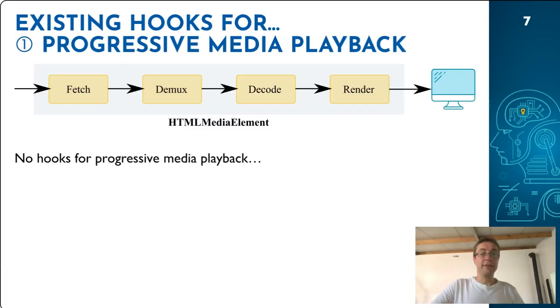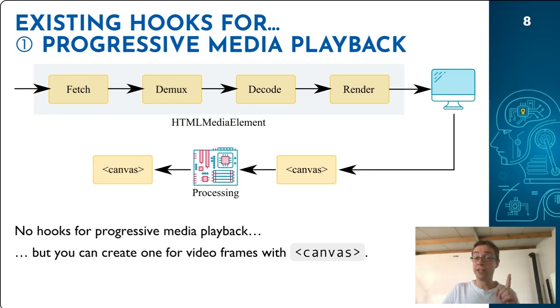Slide 7, let's get back to our 4 media scenarios. For progressive media playback, the HTML media element takes the URL of a media file and renders the result. The browser does all the work, and that's too bad because that means there is no way to hook any processing step there.